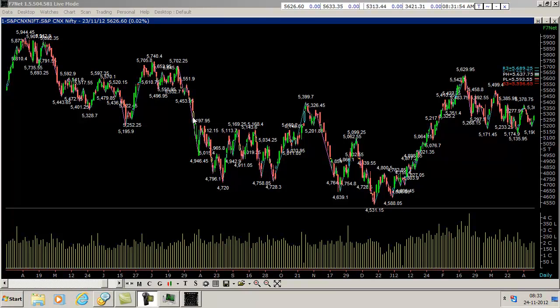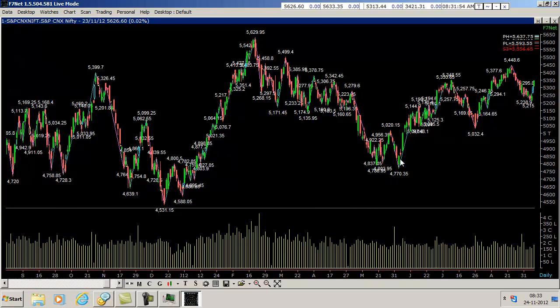These are the important tops and bottoms. You see 5944, this is an important top. 5195, this is an important bottom. 5740, again an important top. 4720, again an important bottom. 5399, again an important top. 4531, again an important bottom. 5629, again an important top.